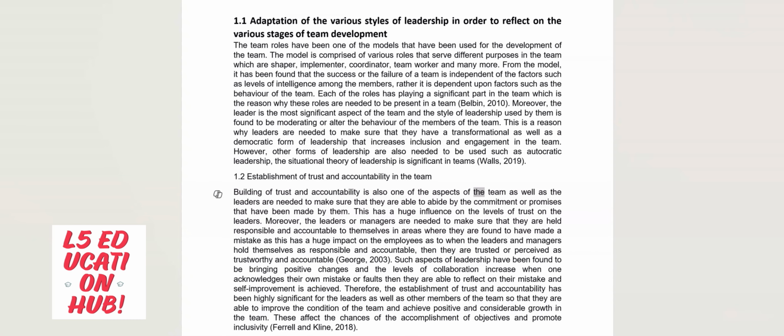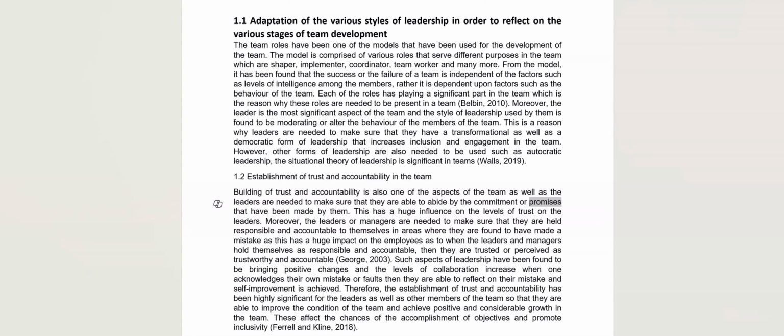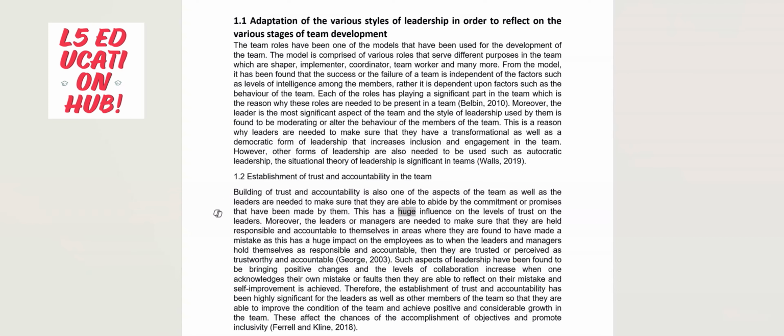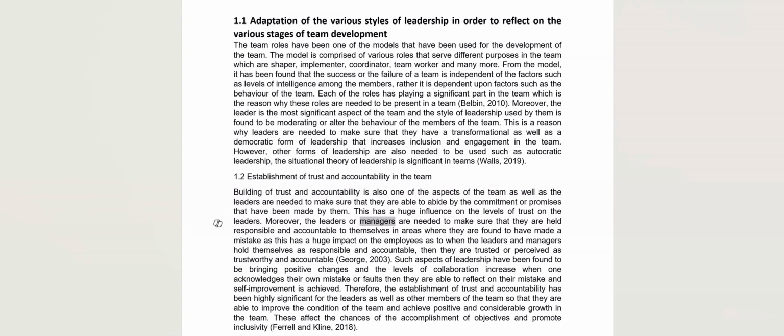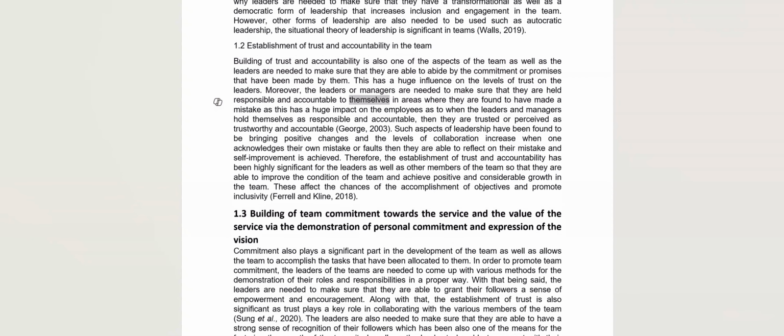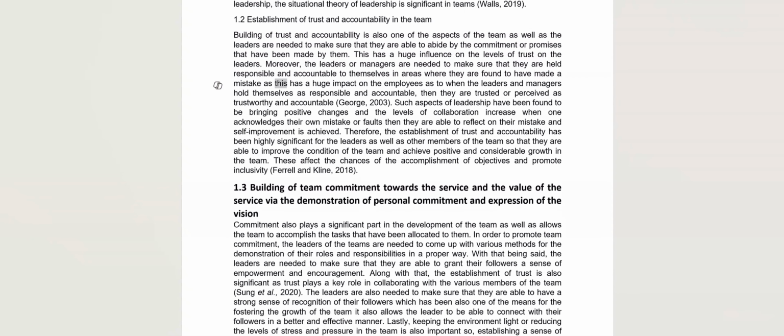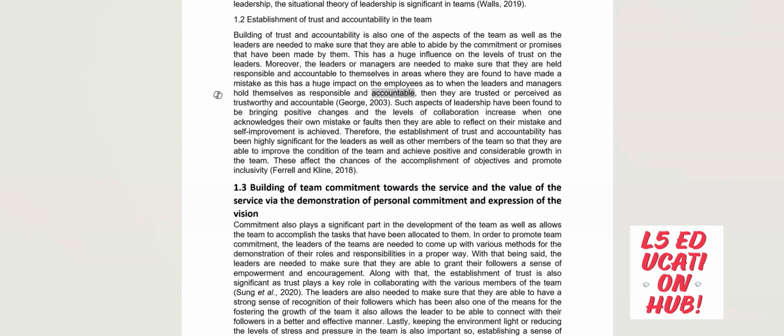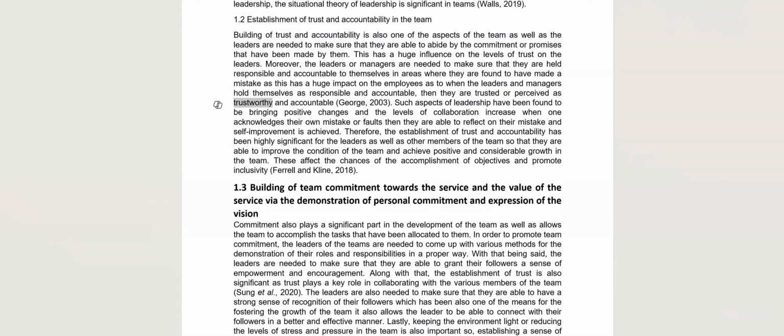1.2 Establishment of trust and accountability in the team. Building of trust and accountability is also one of the aspects of the team, and leaders need to make sure that they are able to abide by the commitments or promises that have been made by them. This has a huge influence on the levels of trust in the leaders. Moreover, leaders or managers need to make sure that they are held responsible and accountable in areas where they are found to have made a mistake, as this has a huge impact on the employees. When leaders and managers hold themselves responsible and accountable, they are perceived as trustworthy and accountable. George, 2003.